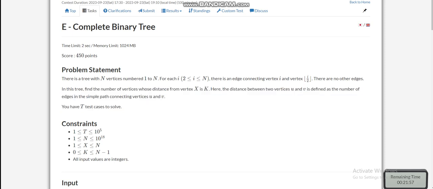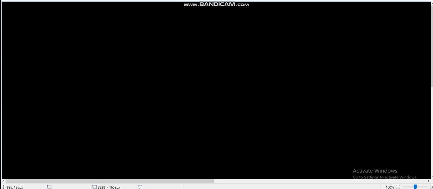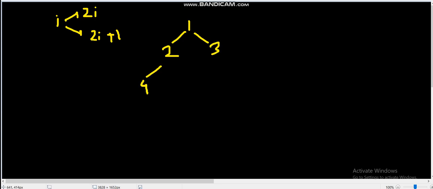We are given a complete binary tree with n vertices from 1 to n. And what is a complete binary tree? Let me explain. The complete binary tree is where, let's say the parent is i, then the left child will be 2 times i, and the right child will be 2 times i plus 1. So the left child of 1 is 2, 2 times 1, and the right child will be 2 times 1 plus 1, which is 3. Similarly, it will be 4 and 5, and 6 and 7, like that.